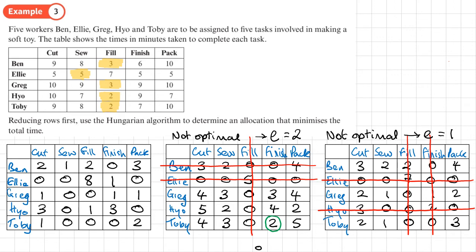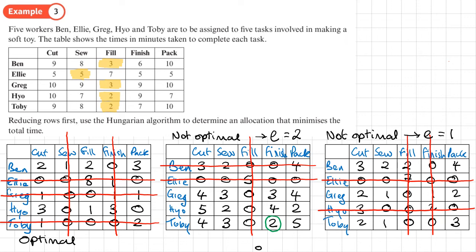Right, let's see how many lines we need to cover all of the zeros. So lots of zeros there. So 1 line there, 1 here, so that's 2. Need to cover this 0 here, 3, 4, 5. I can't do it in any less than 5. So that means that this is optimal. So now I can allocate people to tasks.